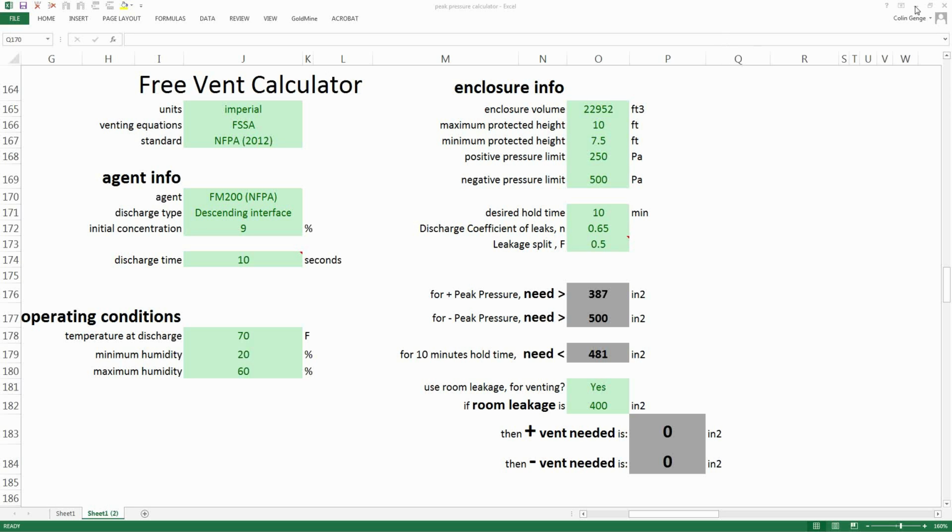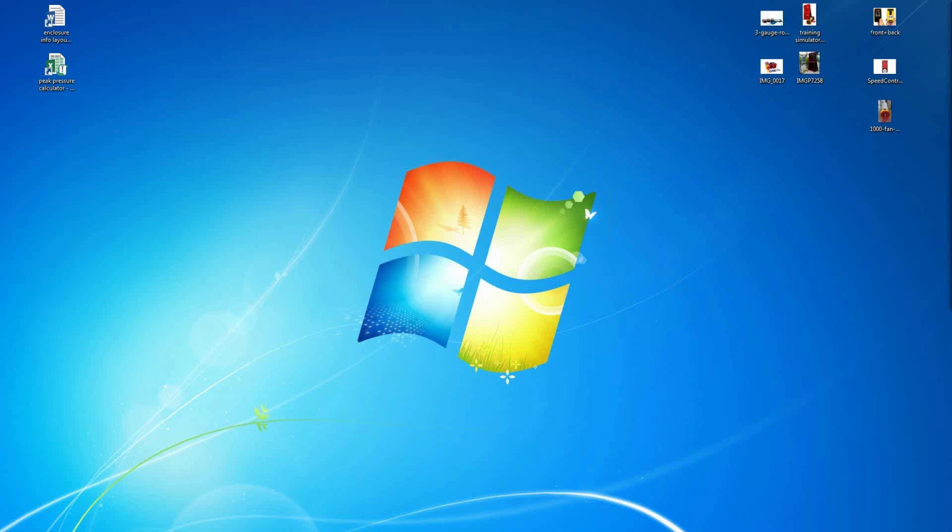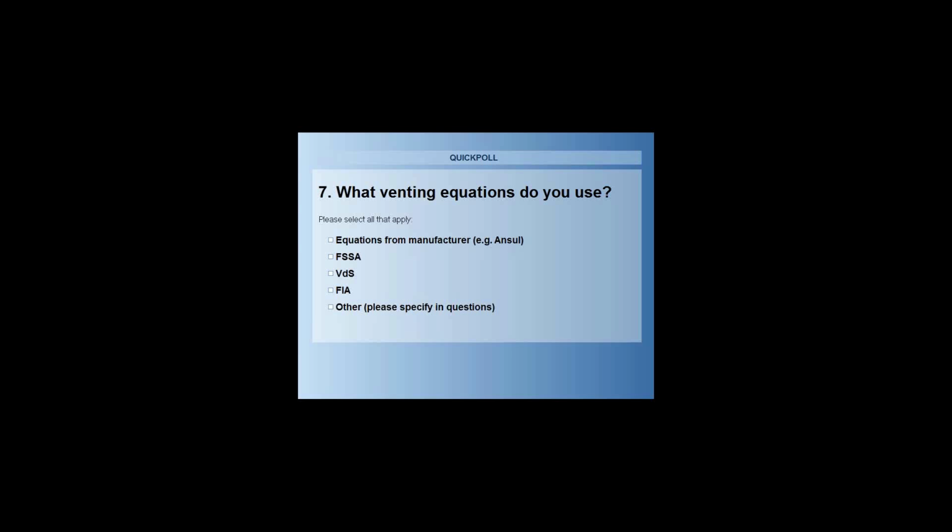So what I'd like everyone to do, when they get a copy of that, is to experiment with it. I'm just going to bring up our Enclosure Integrity software briefly so that you can get an idea what it looks like. And while we're doing that, I think we've got one more question here, which is what venting equations you use. This is very useful. We want to make sure we've got all those venting equations in our software.